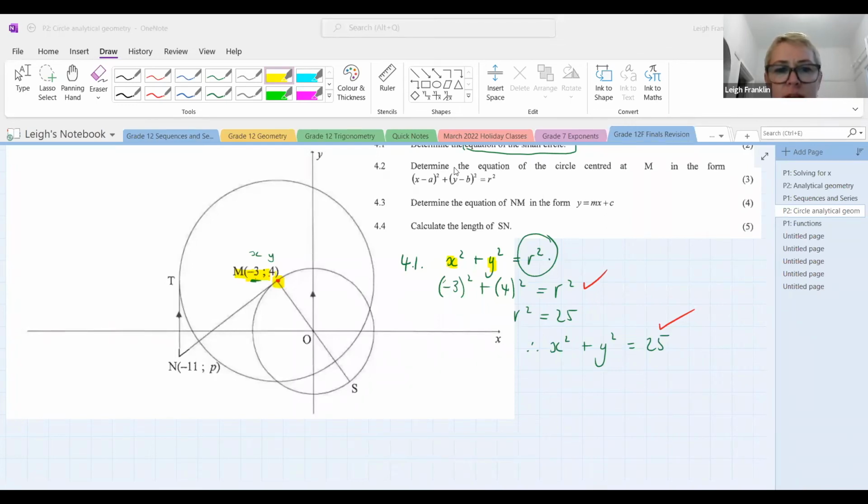Yes, Atronetse, lovely. Very good. Oh, sorry, there was another question there. Hang on a second. Zintle: so we can use points that lie on the circumference. Absolutely, Zintle. Any point that lies on the circumference.